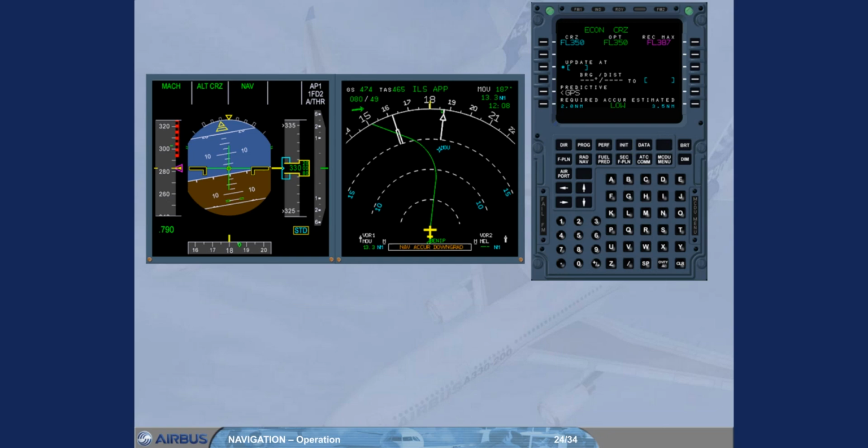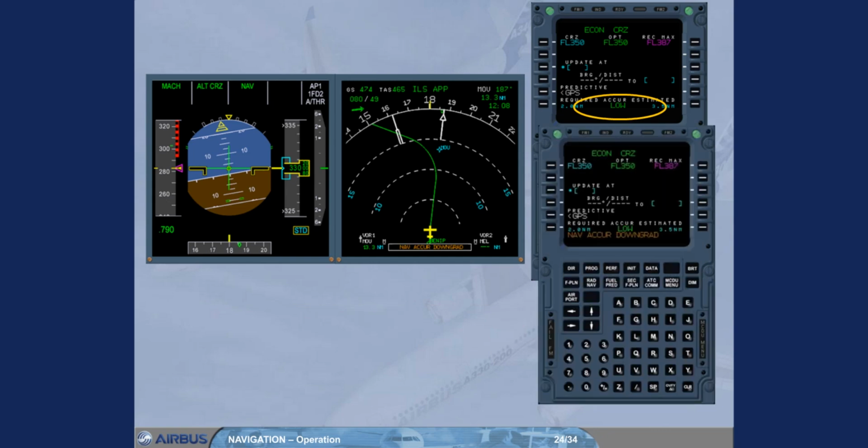IRS-only navigation. The progress page displays low accuracy and a NAV ACCUR DOWNGRADE message appears on the MCDU and on the MD.